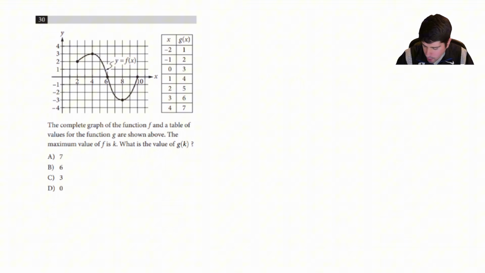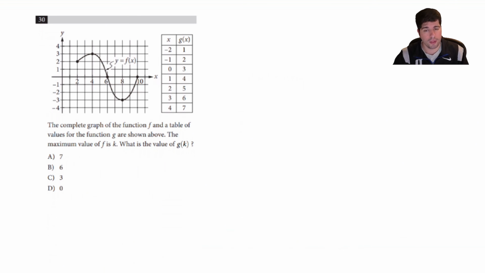For this next problem, we're told the complete graph of function f and the table for the values of function g are shown above. They tell us further the maximum value of f is k, and then they ask us what is the value of g of k. So it might seem confusing: why am I given a graph of f, but only a table for g? How do I connect these two?